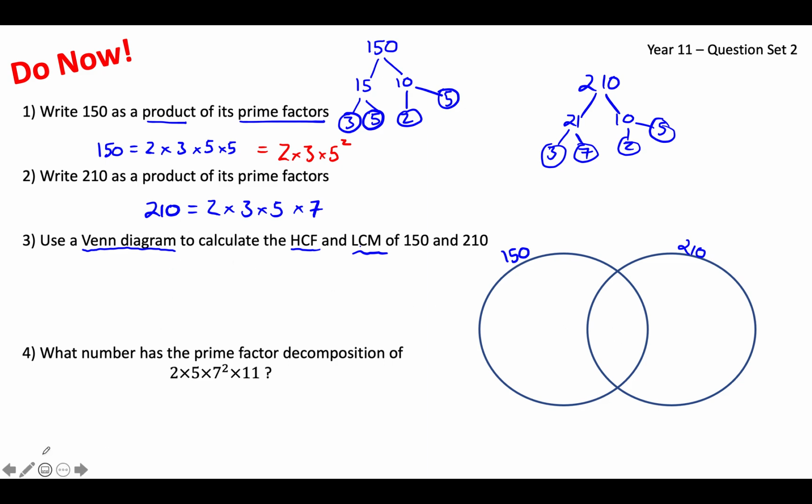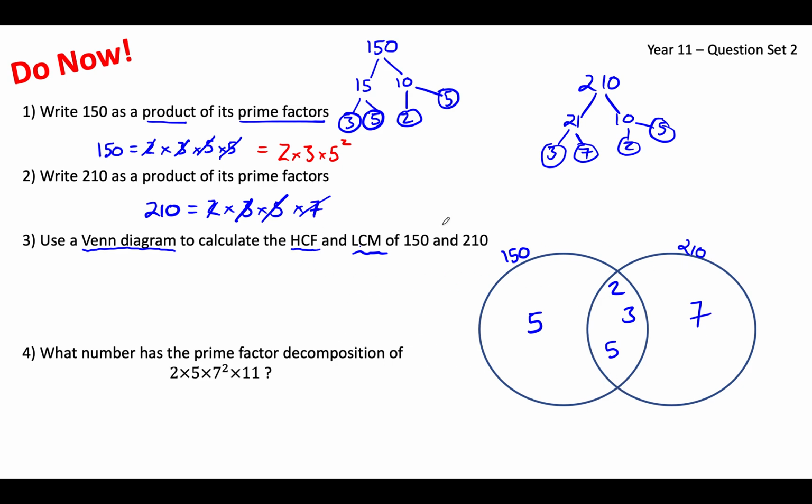So look at your numbers. What do they share? They share a 2, so put that in the middle. They share a 3, so that goes in the middle. And they share 5, so that goes in the middle. Okay, so that's all the ones they share. They don't share anything else, but anything that's left over for 210 goes over here. Well, that's the 7. And the 5 is left over from the 150. The other 5's already there, but we needed the second 5. Now, that's the Venn diagram.